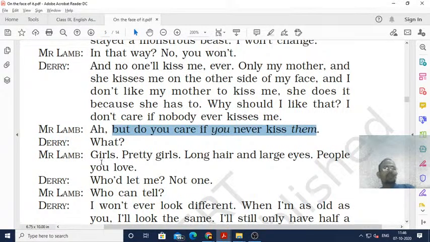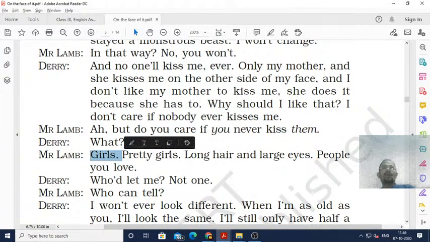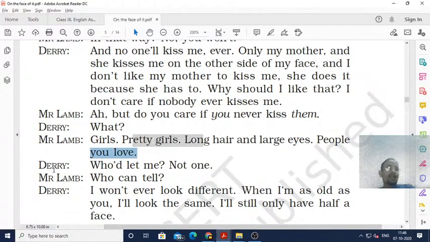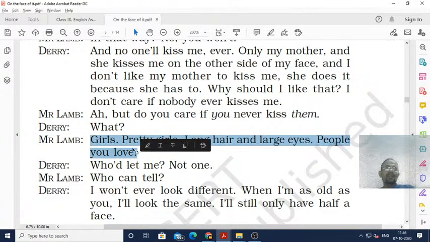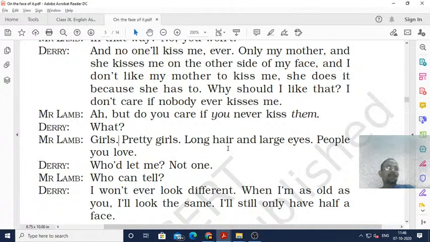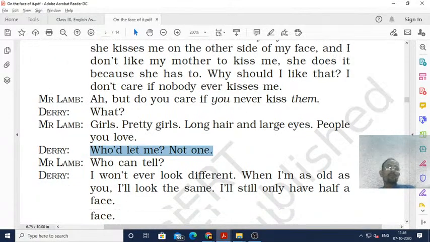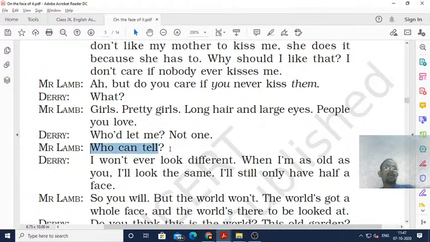Derry says, what? Girls, pretty girls, long hair and large eyes, people you love. Mr. Lamb is explaining, becoming a bit romantic and explaining to Derry, pretty girls I'm talking about. Derry says, who would let me? Not one. Nobody would kiss me. Mr. Lamb says, who can tell?